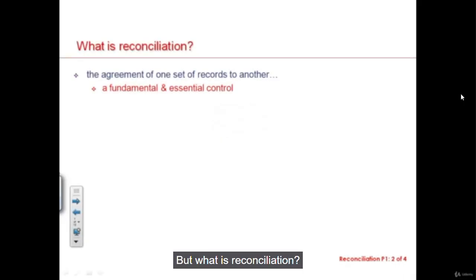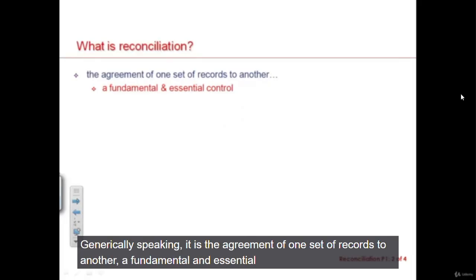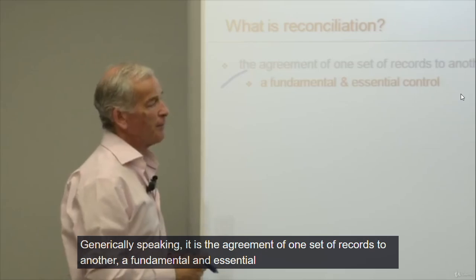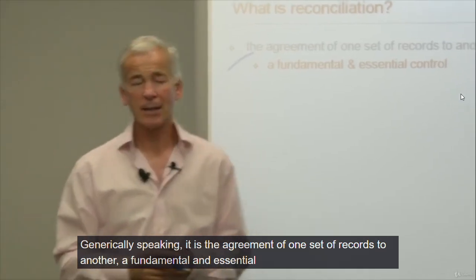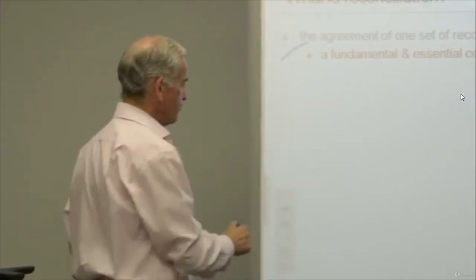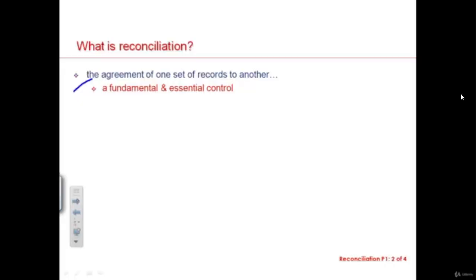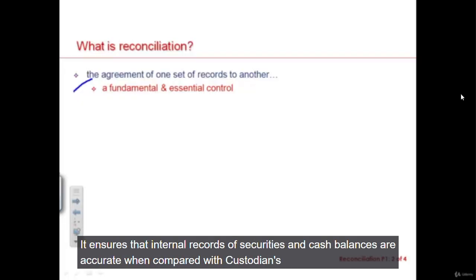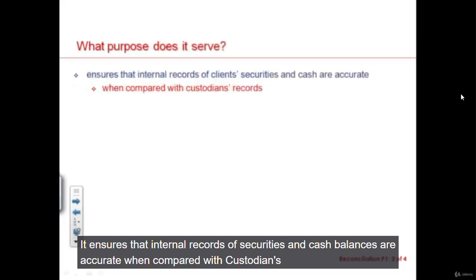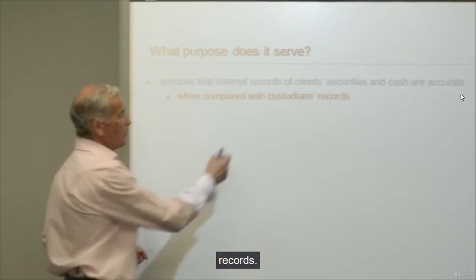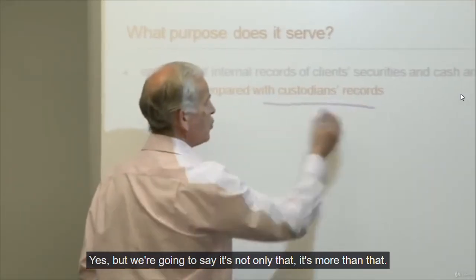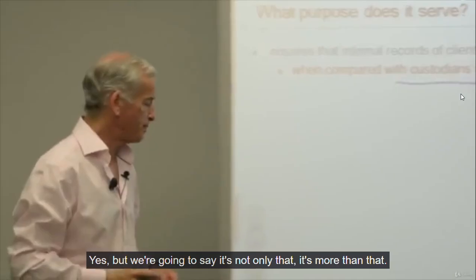But what is reconciliation? Generically speaking, it is the agreement of one set of records to another, a fundamental and essential control. What purpose does it serve? It ensures that internal records of securities and cash balances are accurate when compared with custodians' records, yes. But we're going to see it's not only that, it's more than that.